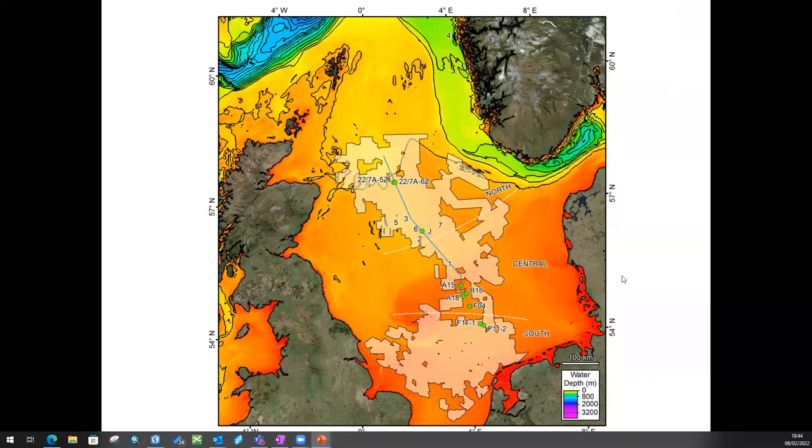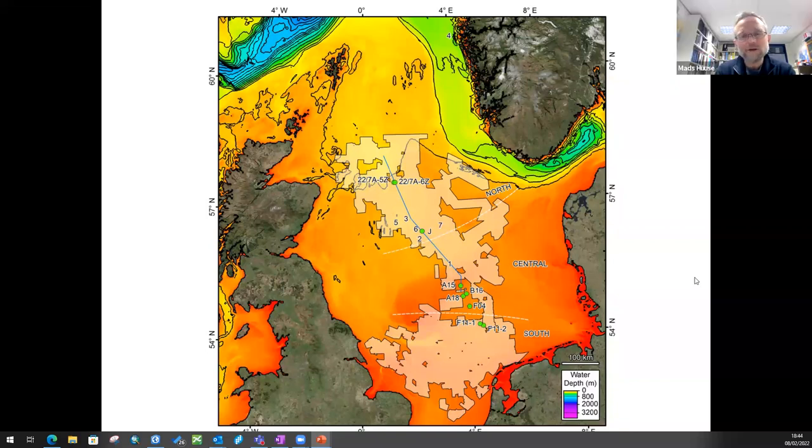But really, today is about showing what the seismic can show. And we simply use boreholes to give us ages of what we see in the seismic. Next slide, please.